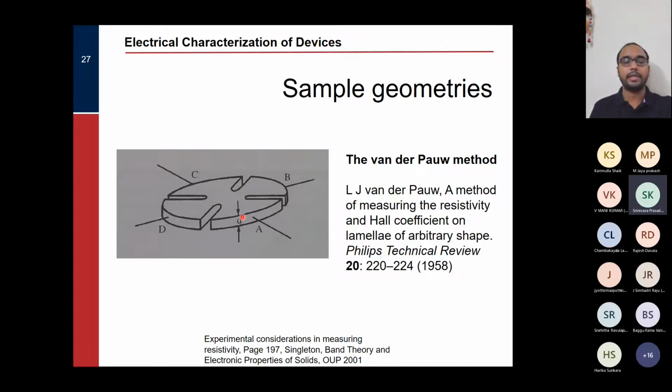It does not necessarily mean that the distance between A and B has to be the same as B and C. It is not that. You put them at any 4 corners. Just 4 contacts have to be there, and no 2 contacts should fall on top of each other. Another assumption is that the thickness is uniform. But if it is slightly off, then it also works, because this is like a thin sheet. If the thickness is not varying that much, then this assumption will work well.